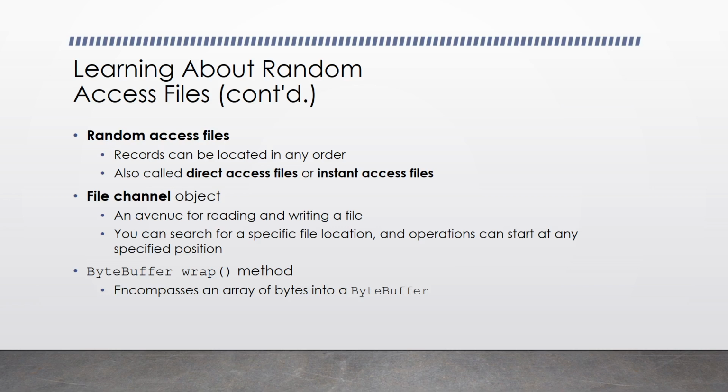Now, you can use Java's FileChannel class to create your own random access files. A FileChannel object is an avenue for reading and writing a file. A file channel is seekable, meaning you can search for a specific file location and operations can start at any specified position.